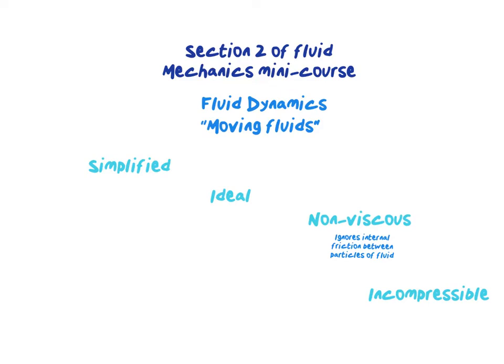Now, the reason that incompressibility would be important to focus on in this first part of the Fluid Mechanics mini course is because we want density to remain constant. We don't want the density to be a function. In order to do calculations where the density is changing and the fluid is compressible, we would need to use calculus. And this is just an intro course that is focusing more so on the conceptual understanding and the algebraic relationships rather than on applying calculus.